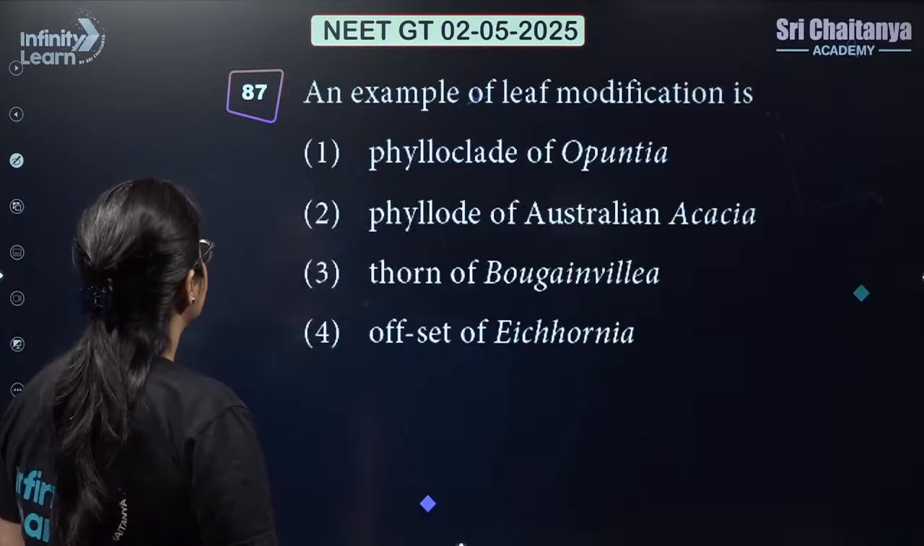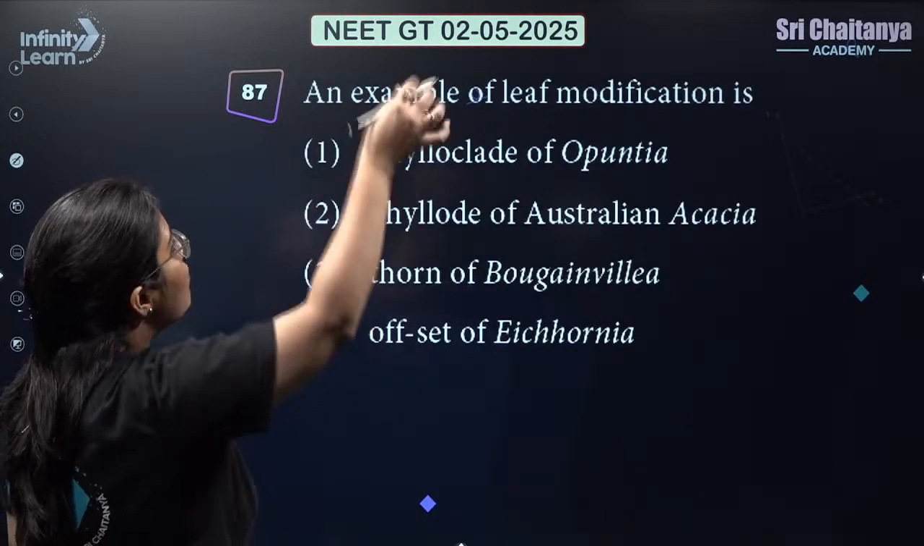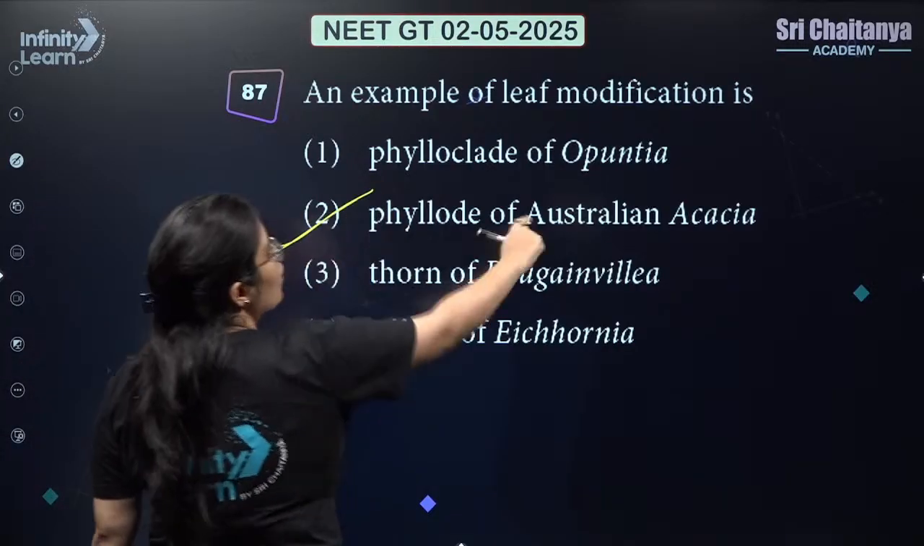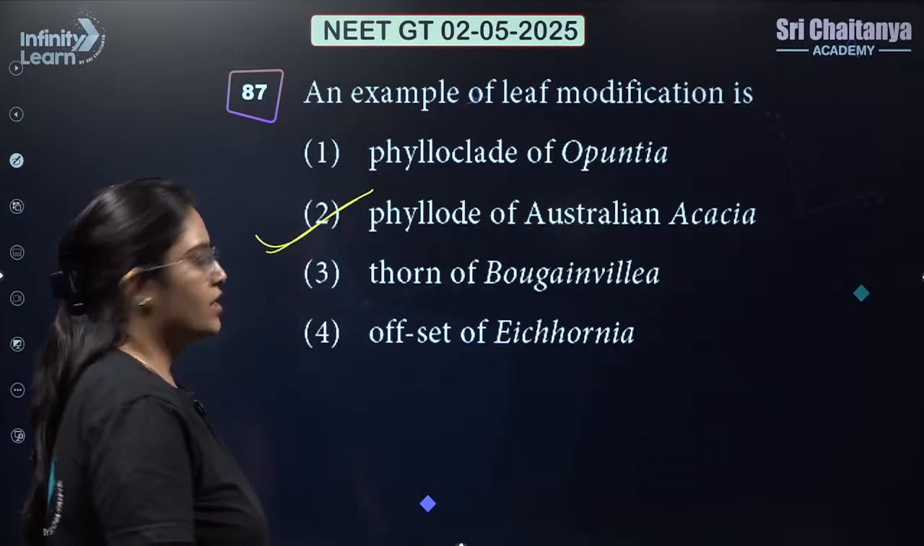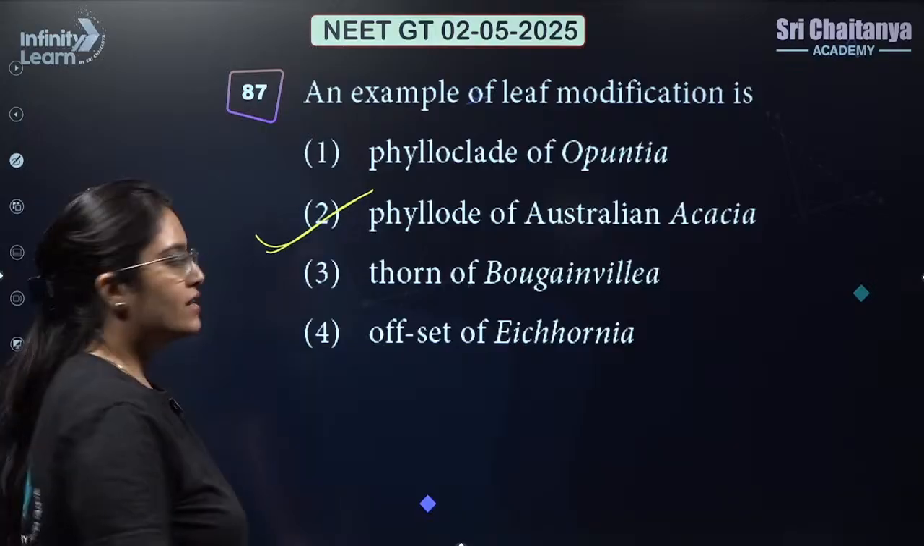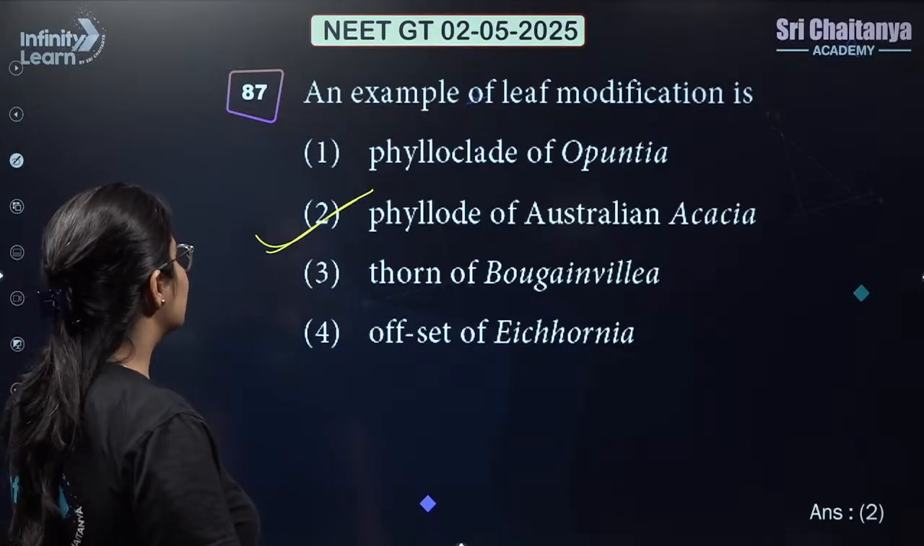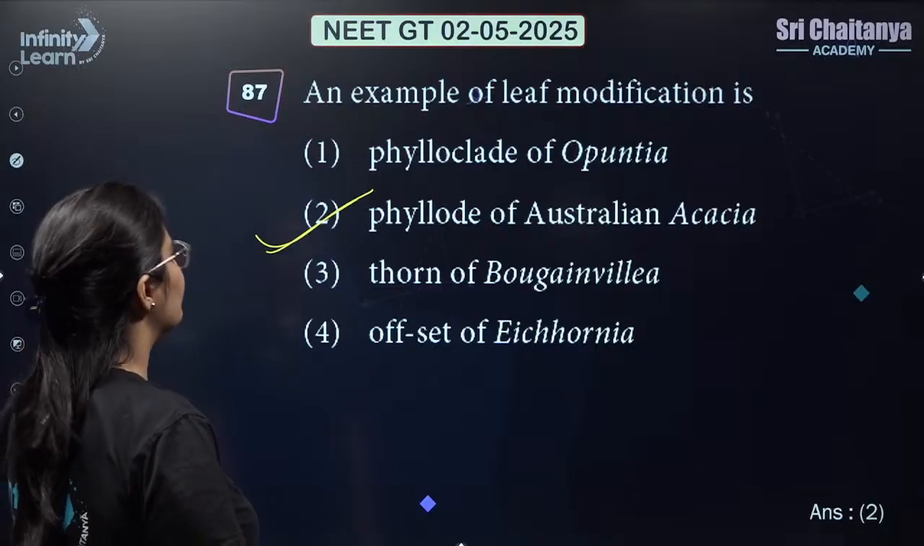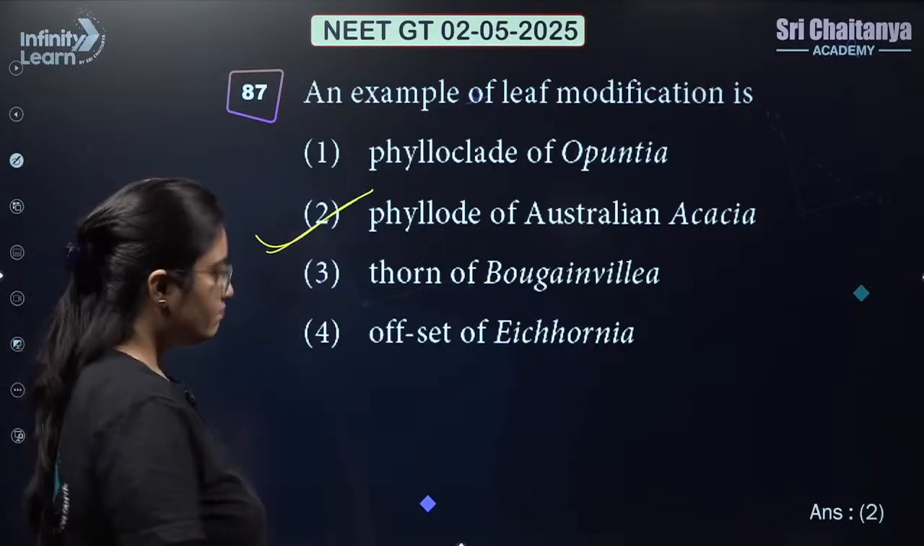Next question. An example of leaf modification is very simple. Phyllodes of Australian acacia. So your correct answer for this question is 2, my dear students, that is phyllodes of Australian acacia.